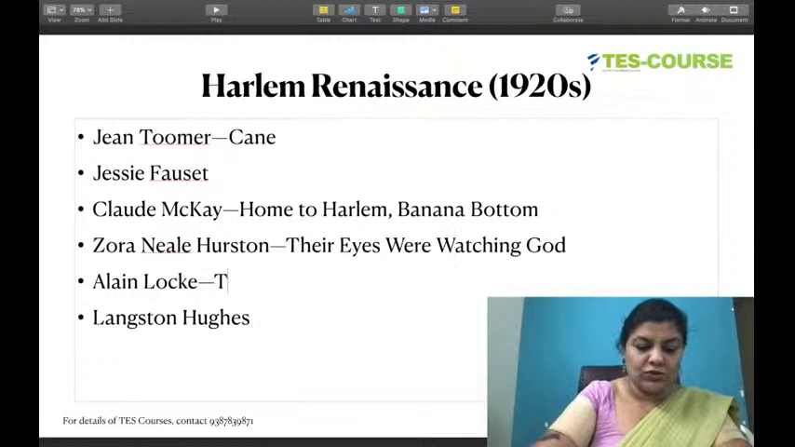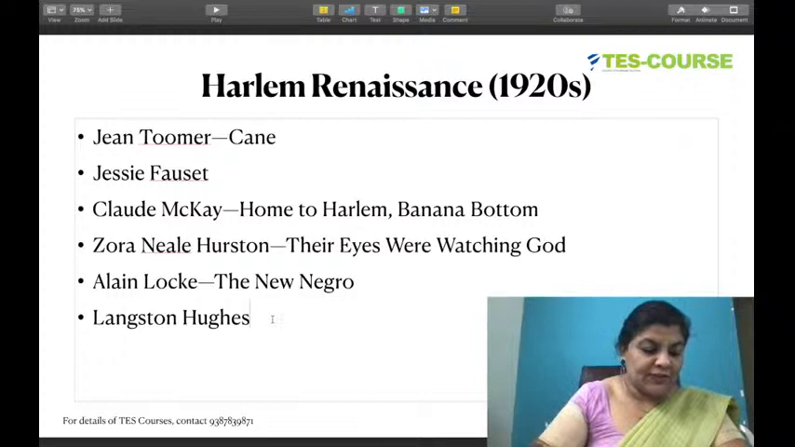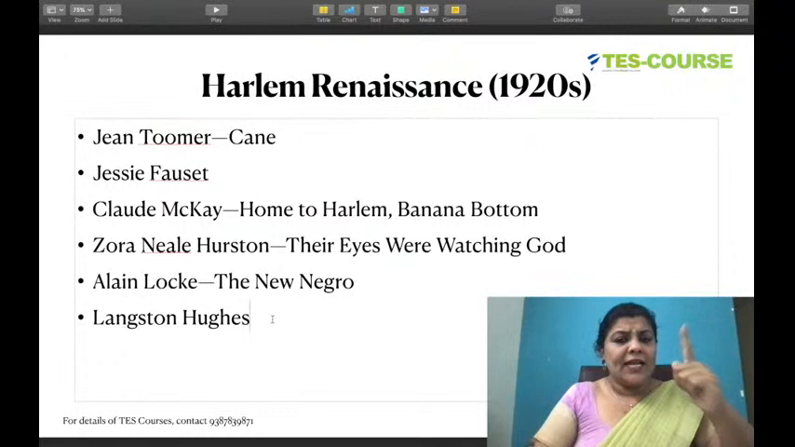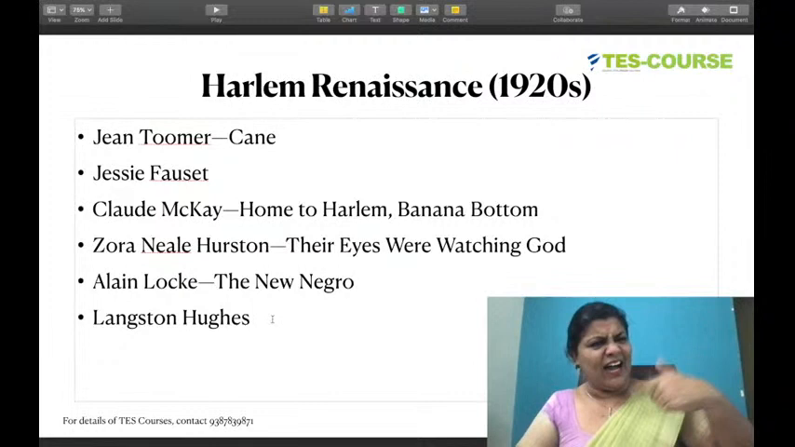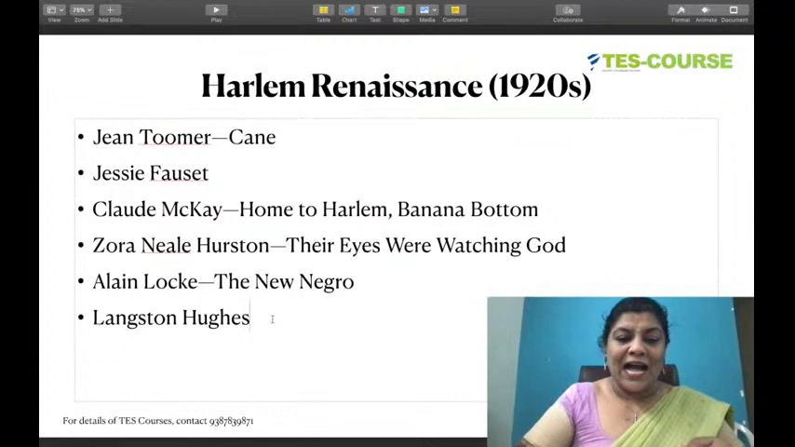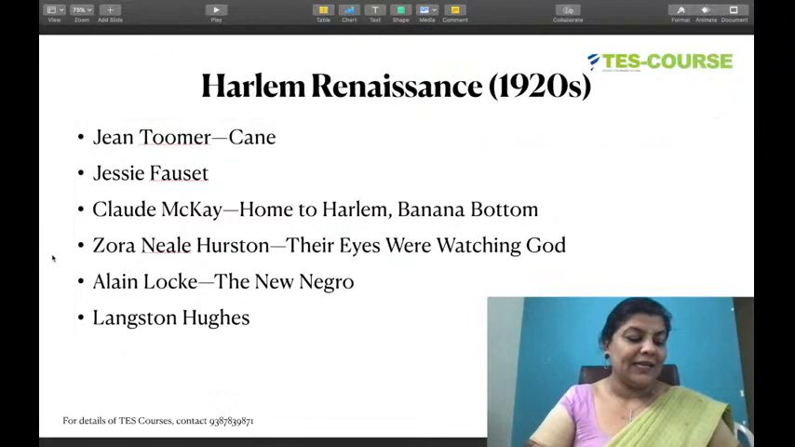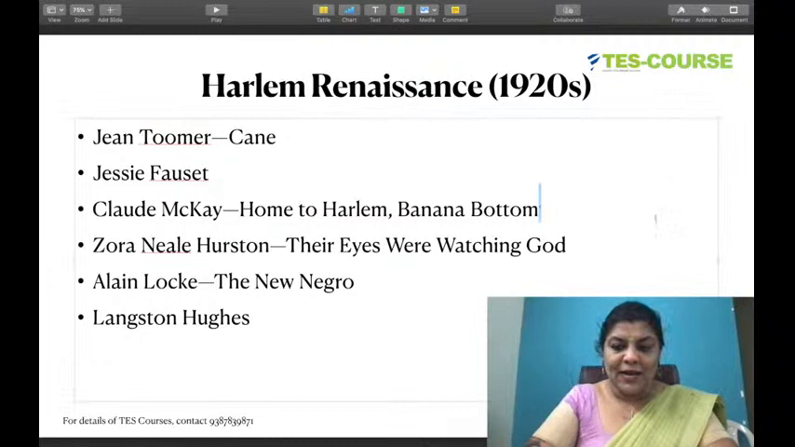Alain Locke wrote The New Negro. Langston Hughes was a very major figure. Langston Hughes said, I too sing America. What did Walt Whitman say? Walt Whitman said, I sing America. The Black man Langston Hughes said, I too sing America. Did you understand? Wow, that is the Harlem Renaissance. Black pride, pride in being Black. That is Dust Tracks on a Road, correct? Thank you. Dust Tracks on a Road.